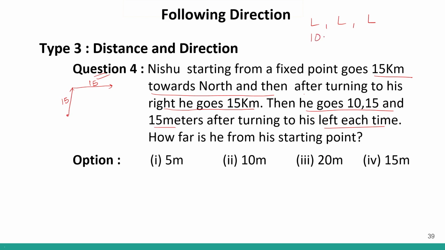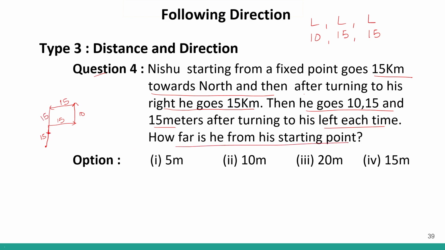And for the first left, he went 10 meters. For the second left, he went for 15 meters. And for the third left also, he went for 15 meters. So let us do that. Let's say this is the starting point. He went for 15 meters and then he turned right to go 15 meters, right? Then he took a left, so in this direction goes 10. Then he took a left, then went 15, and then he took a left and went 15. So here he'll get here.